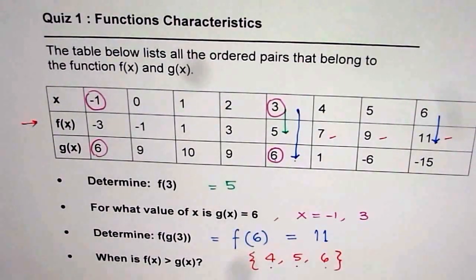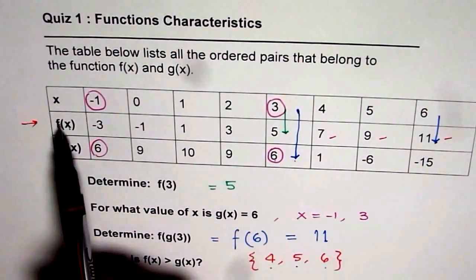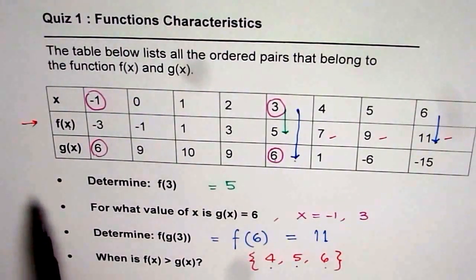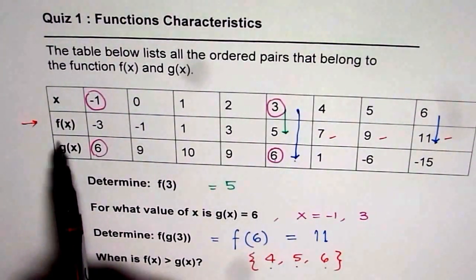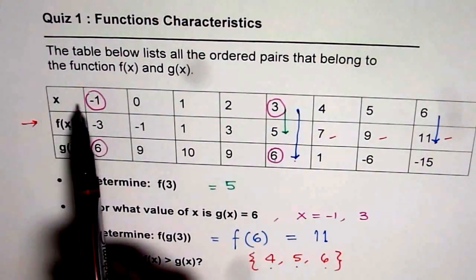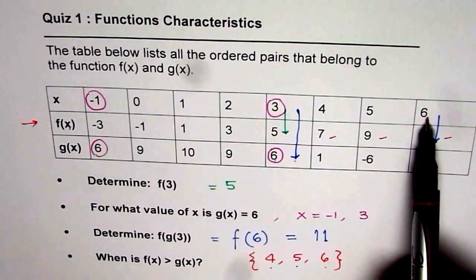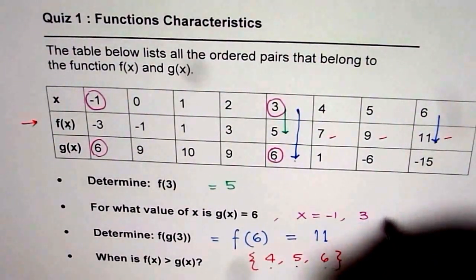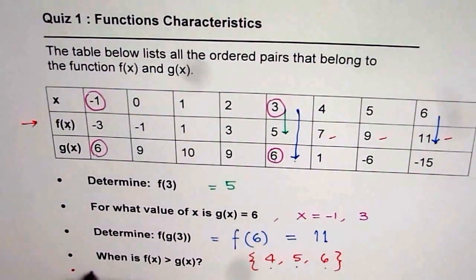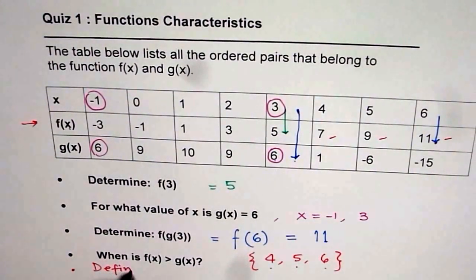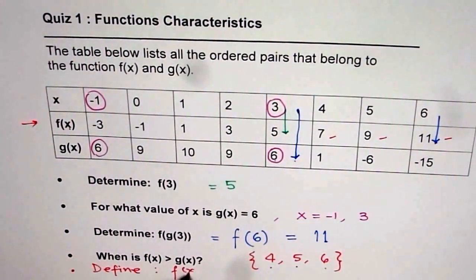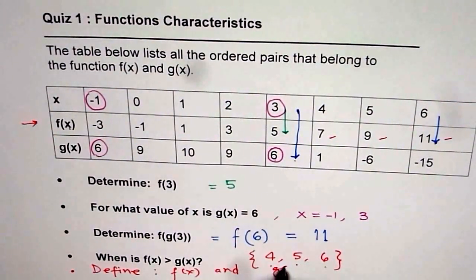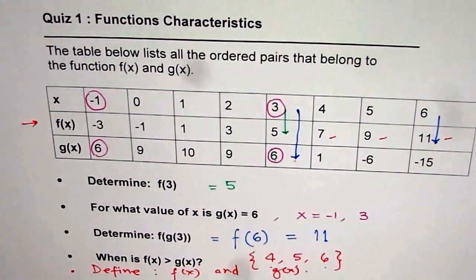As an added exercise, you can actually define functions f of x and g of x. And remember, when you define these functions, their domain is within x equals -1 to 6, where x belongs to integers. So that is how you should be defining your relation, right? So that's an added exercise, and let me add here a question for you. Define f of x and g of x, right? So as I was saying, remember that you have to include the domain.